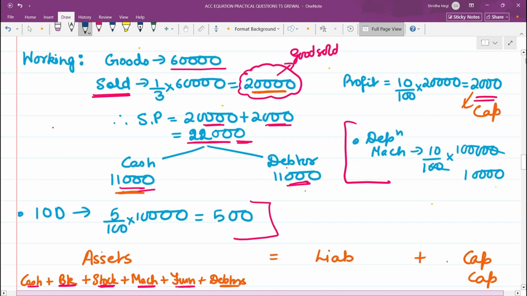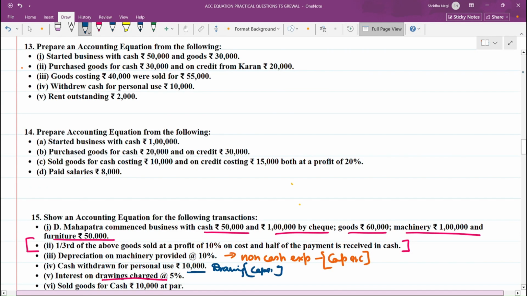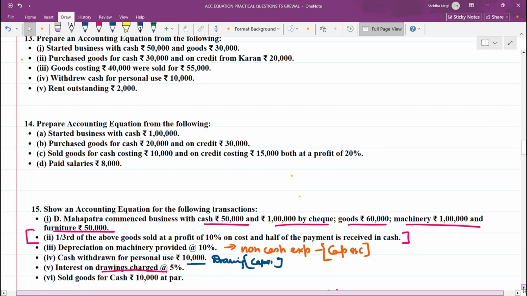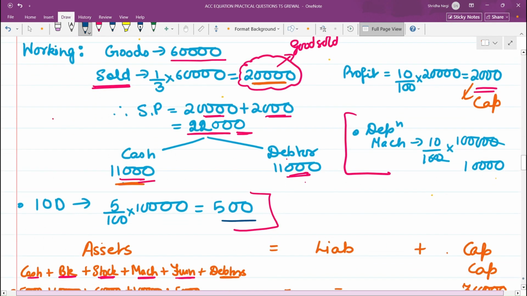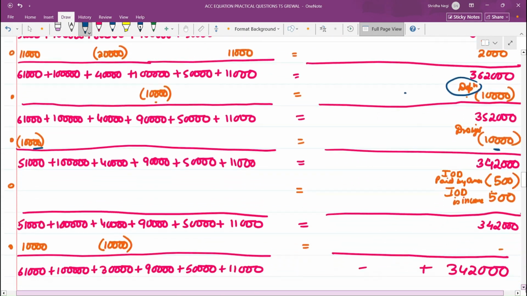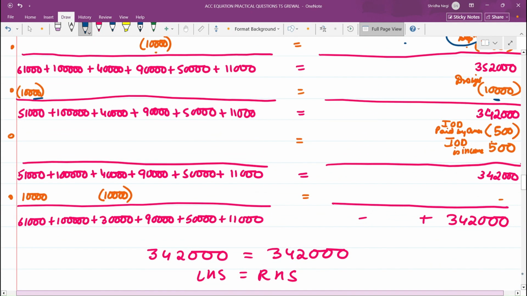Now, what is the fifth transaction? Interest on drawings is charged at 5%. You have calculated the IOD. Now who gives the IOD? IOD is given by the partners to the firm. So this IOD, the partner or owner who has made the drawings will give it to the firm. So from where will he give?